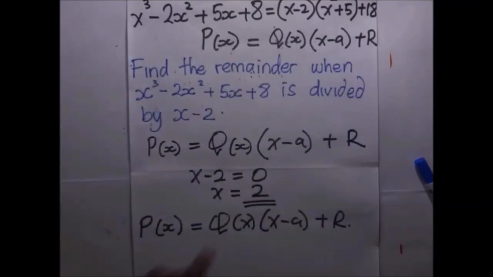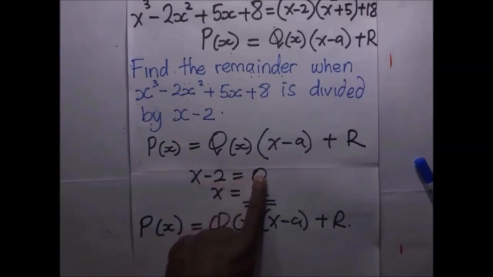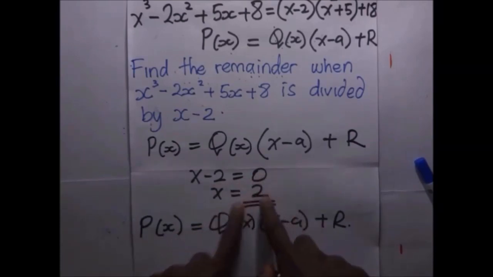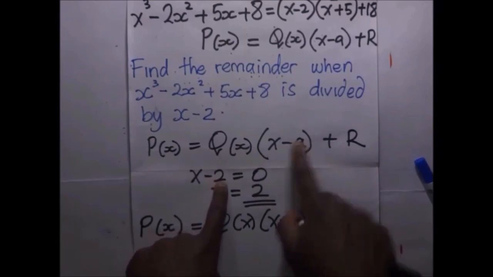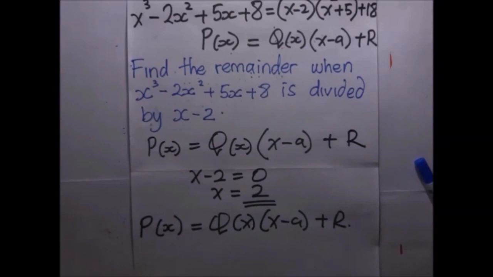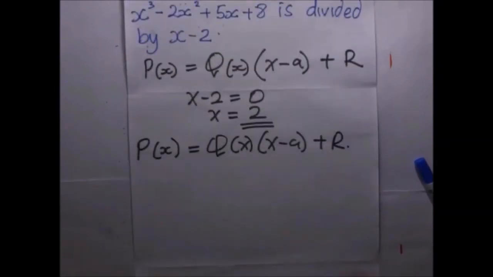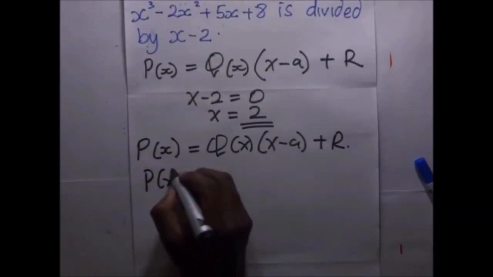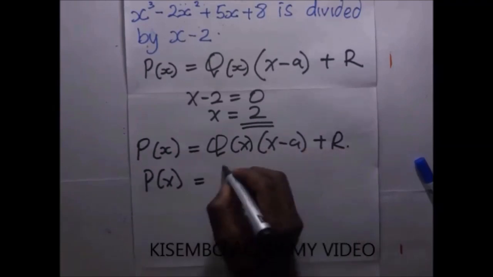According to the remainder theorem, the value of x minus 2 is equal to 0, so x is 2. So that was our value of a, so x is 2. It means that this whole term is going to vanish, and according to the remainder theorem, our polynomial p of x will be equal to r.